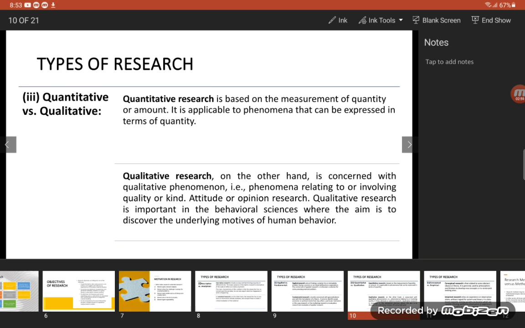But if you would like to talk about utility, consumer utility, or preferences, actually preferences can be measured. So this is a qualitative one. If you would like to analyze the attitude, this is a qualitative one. It's not a quantitative one. Okay, but if you are going to analyze income received by each individual, this is a quantitative one.